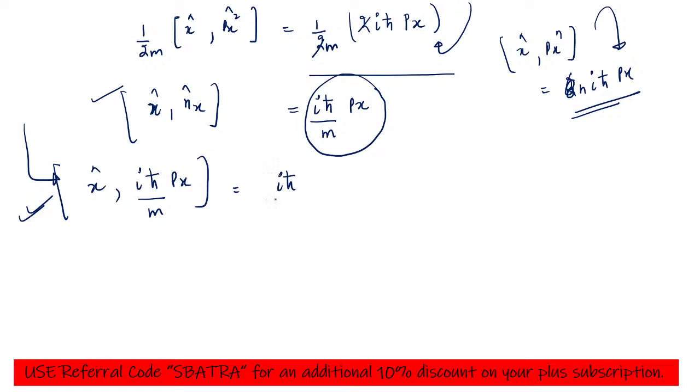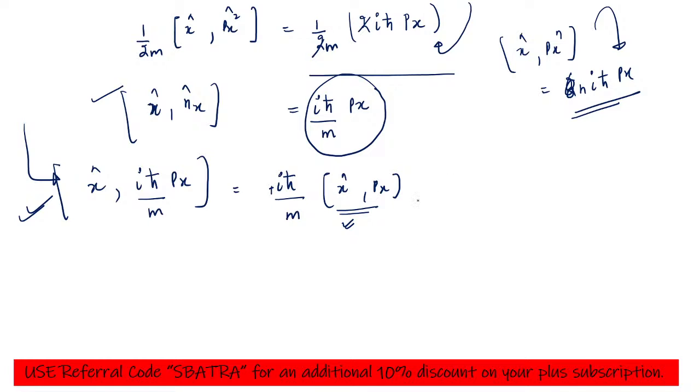So this is iota h cut by m, then you have x and px. So this is minus iota h cut by m, because whenever we are taking any imaginary part out of the commutator, we have to change the sign, right? I have told you this part. If it's a constant, then you can just take it out of this bracket, but if it's an imaginary part, you have to change the sign. So this iota will be minus iota, and now you are left with this part only, right?